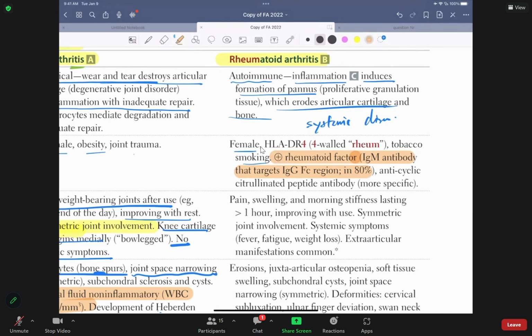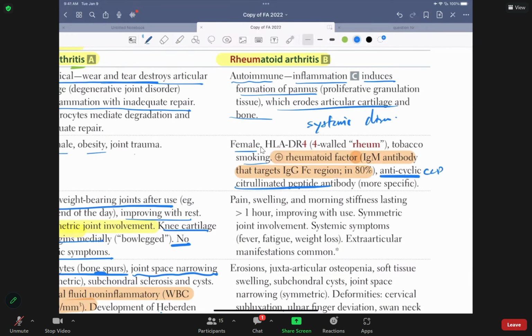So that's that. But if I ask you, what is the most specific for rheumatoid arthritis? The answer is anti-CCP. We call anti-CCP, cyclic citrullinated peptide. That is most specific. Why is that? There are 30% of humans who have rheumatoid factor in the blood, but they don't have rheumatoid arthritis. So that's non-specific. Is that clear, folks? So that's that, okay? Rheumatoid arthritis is anti-CCP.